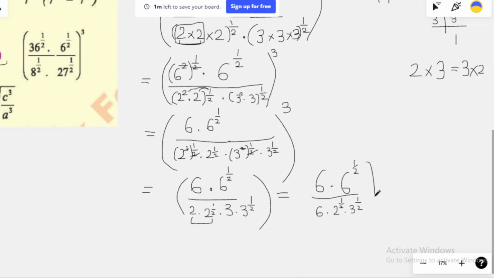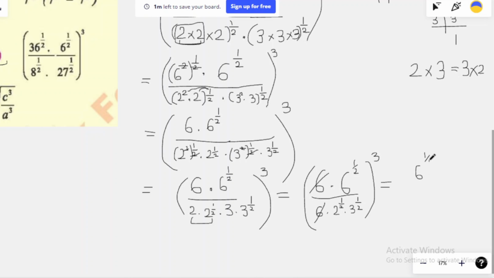And if you can see here, we have 6 and 6 raised to the power 1 by 2 multiplied here, and similarly we have numbers in the denominator which are being multiplied. So they are just acting as a single term, so we can do the cancellation. This can get cancelled with this one, so we will be left with, and this whole thing raised to the power 3, 6 to the power 1 over 2.